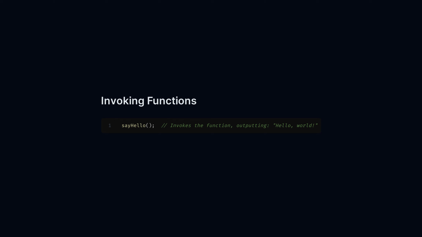So, in our previous example, to invoke the sayHello function, we simply write sayHello() as you can see in the code snippet on the slide. This statement tells JavaScript to execute the code inside the sayHello function. And voila! Our function springs into action.